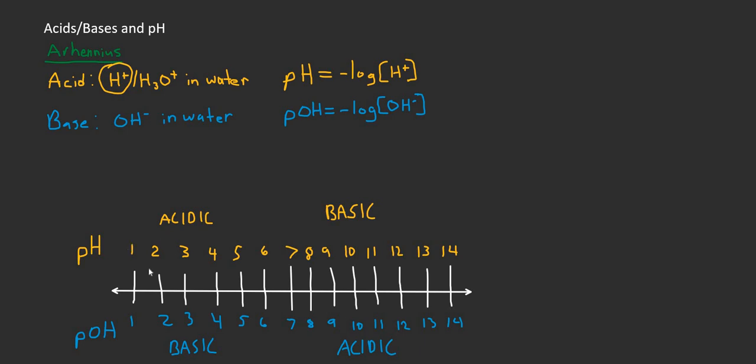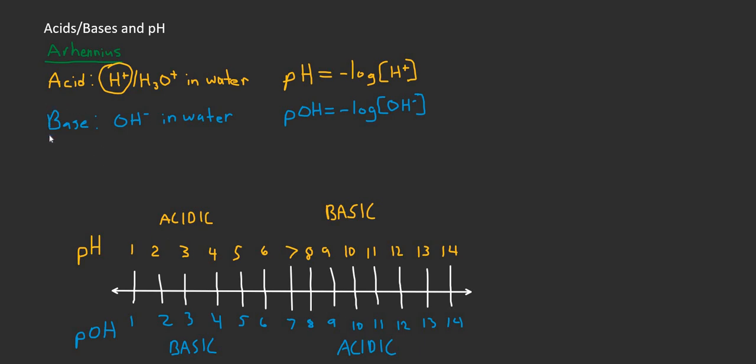So the lower the pH, the more acidic the solution. The higher the pH, the more basic the solution. So basicity is an increase in pH. Acidity is a decrease in pH.